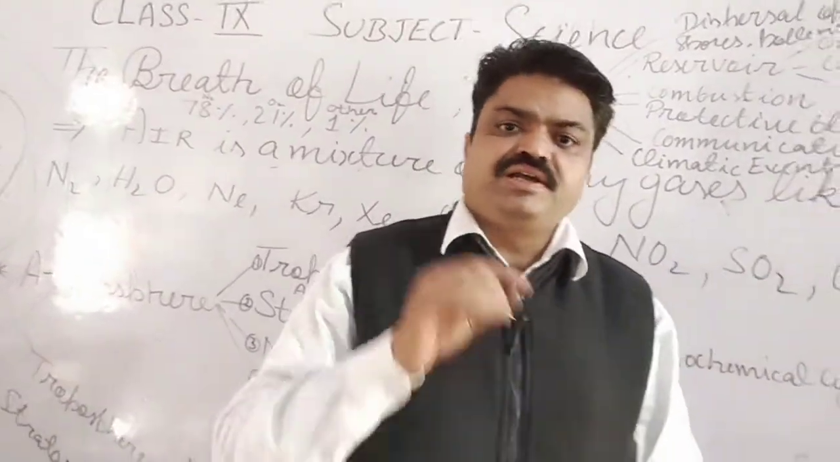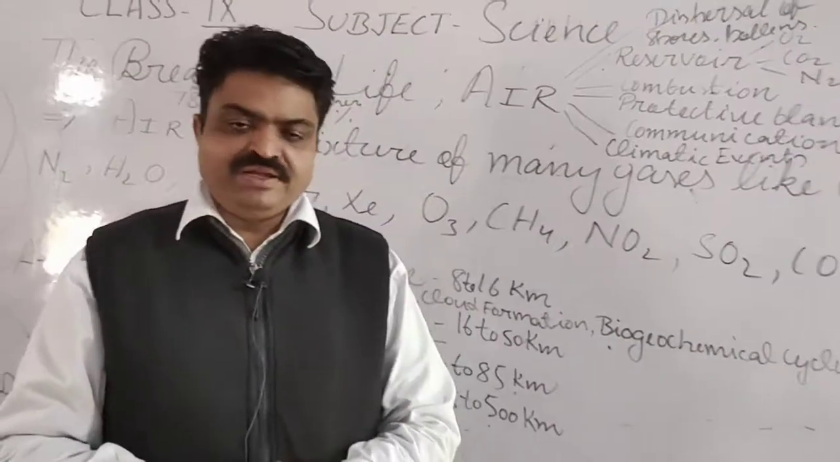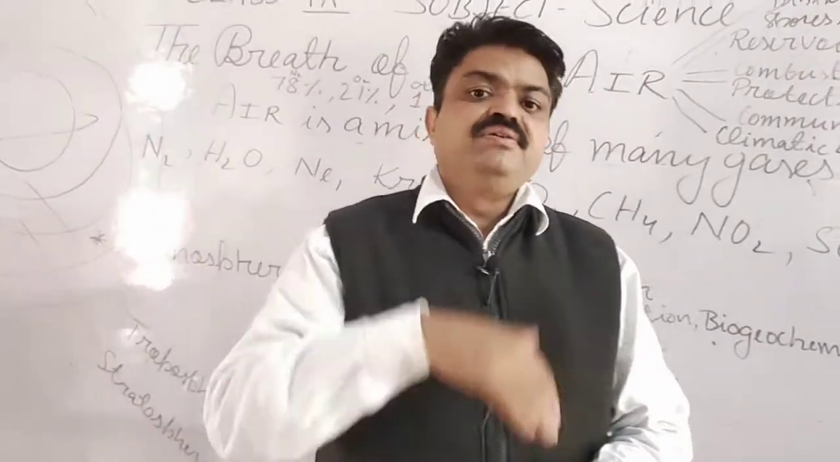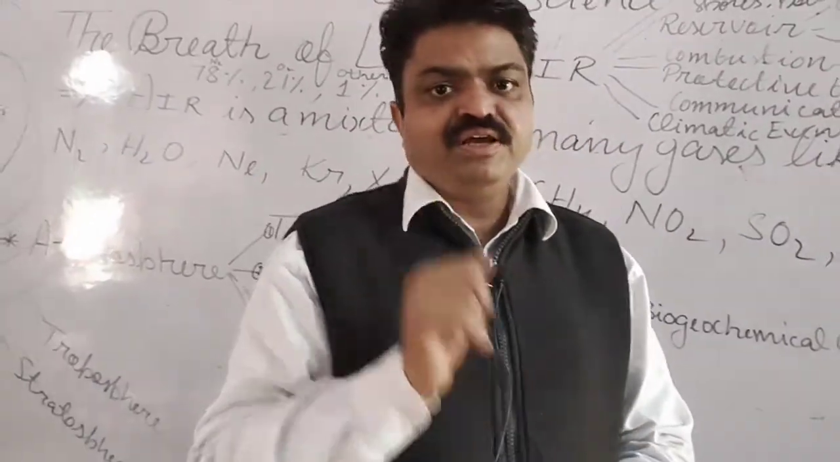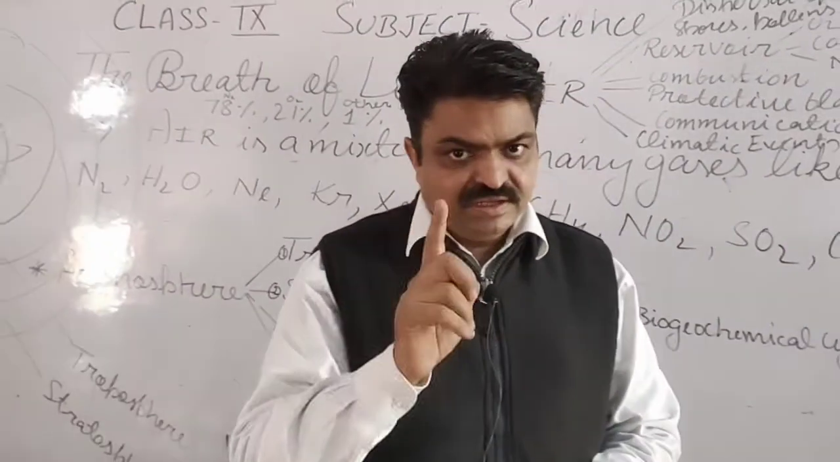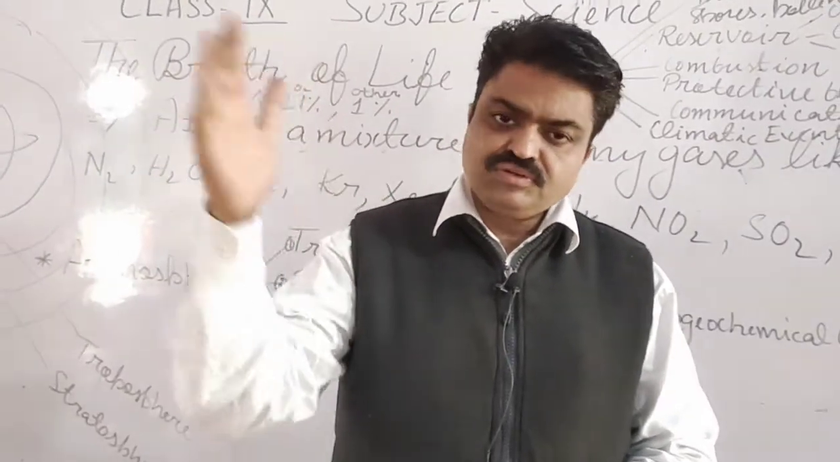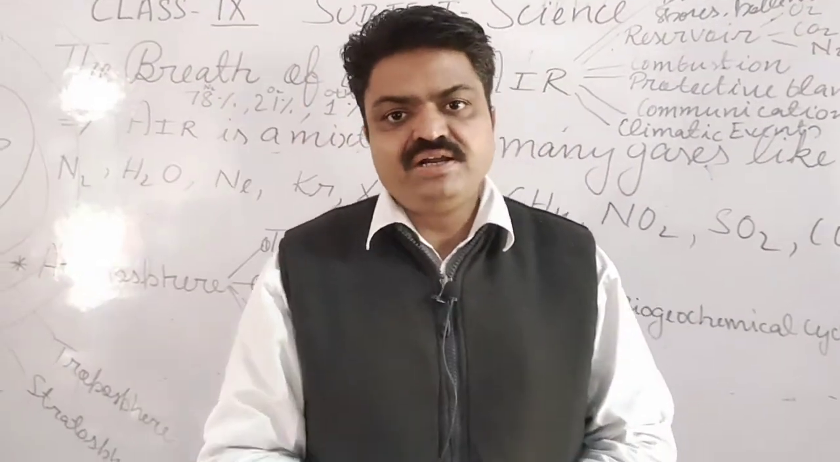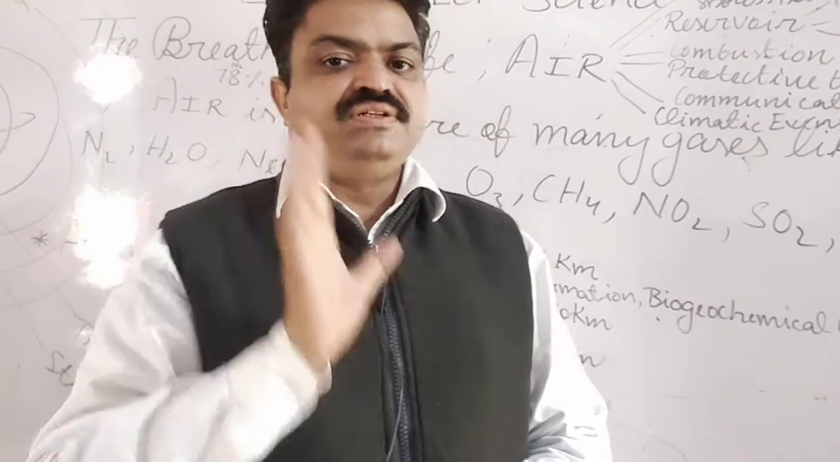Next is protection. Air works as a protective blanket, student. How? Because in the air there is the ozone layer, and that ozone layer protects us from the ultraviolet rays of the sun.